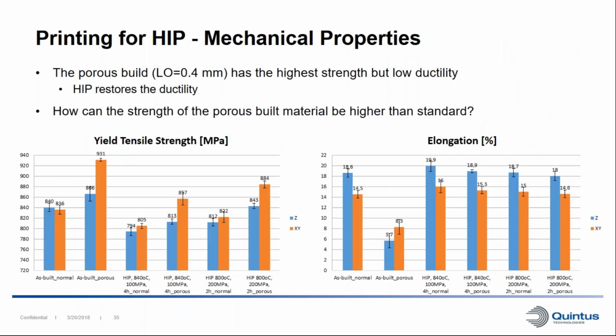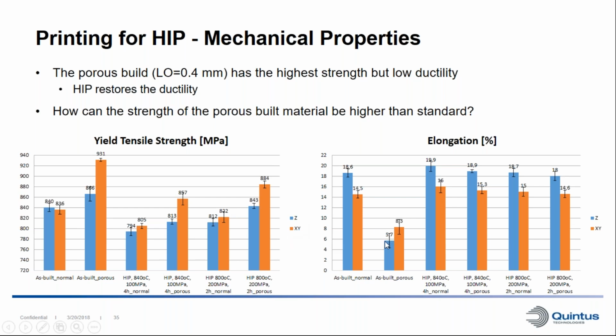And here we can see the results in terms of mechanical properties. We have the as-printed material with the normal printing parameters, and then we have the as-printed material with the porous printed parameters, as we call it here. And we can see that we actually get higher strength even though we have 8% defects in the material. So that's quite interesting.